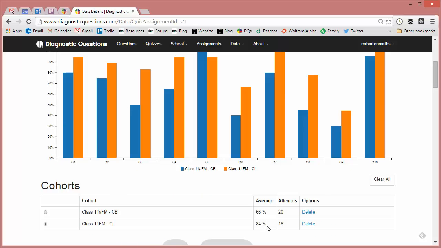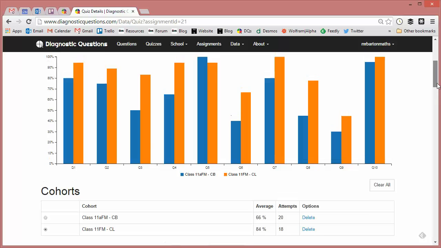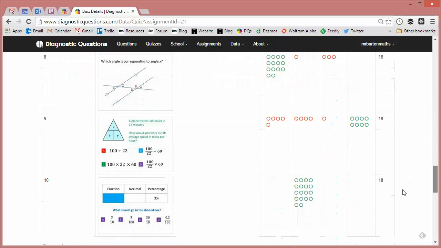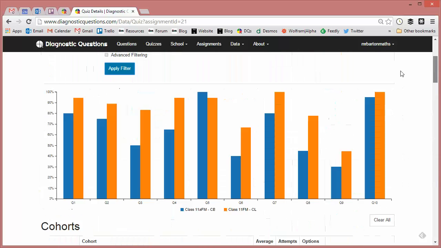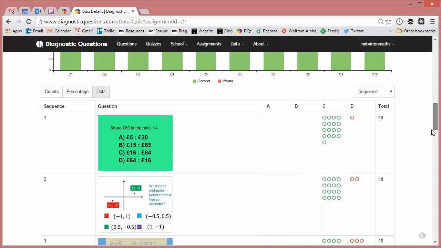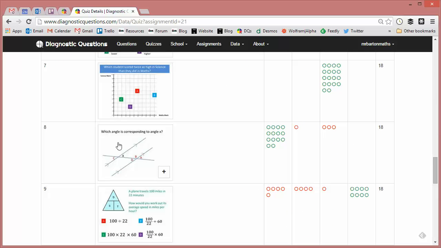And what I can see now is a comparison. I can see that on average, his students are getting 84%, mine are getting 66%. And here I can see it on a question by question basis. So that question we were looking at just there, 78% of his students got it right compared to 45% of my students. Sorry, that was not question 8, that was a different question there. I can see question 8 there, 45 compared to 78. If I look down at question 8, that's a question on angle facts, and his students are comfortably outperforming mine.